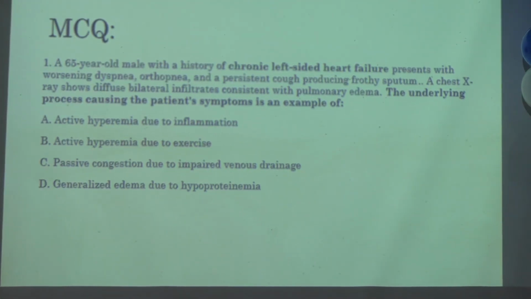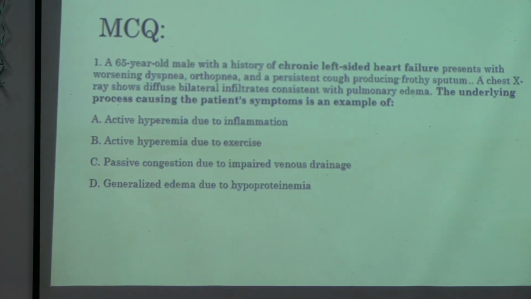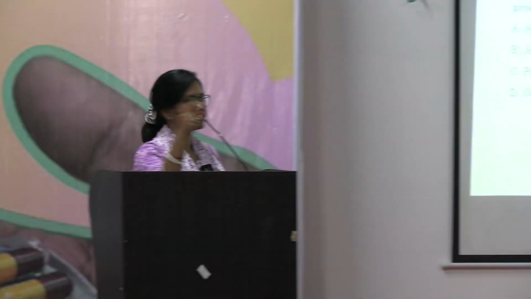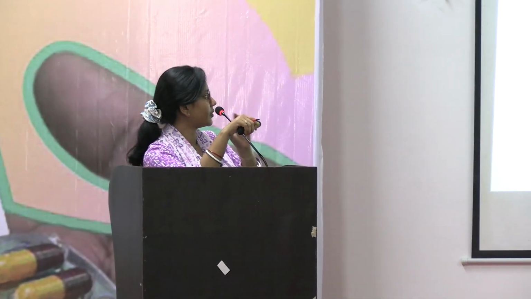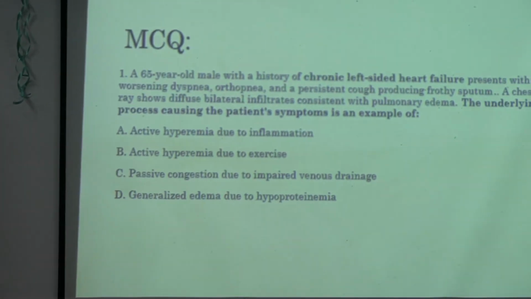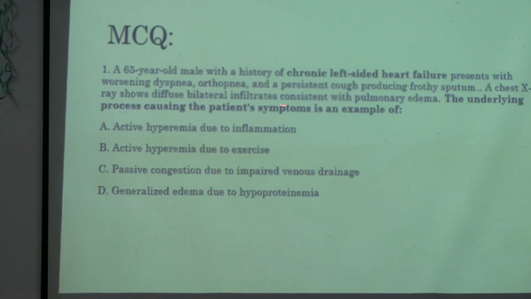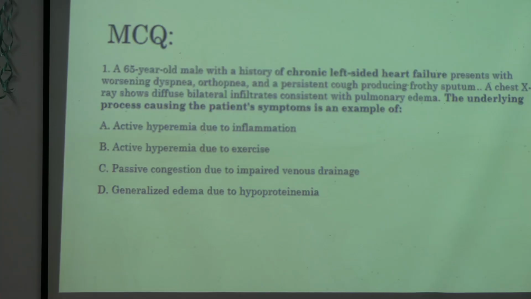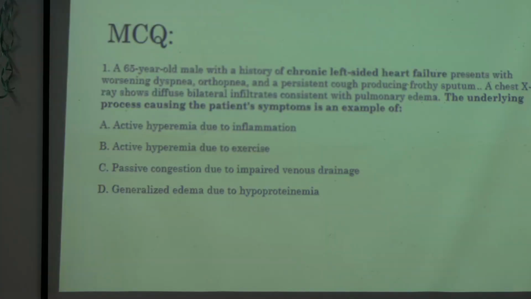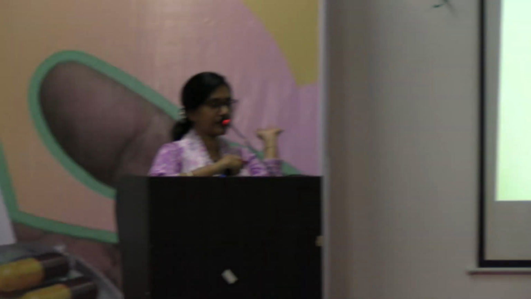Now we'll move on to the MCQs. Okay, so from here, last bench. A 65-year-old male with a history of chronic left-sided heart failure presents with worsening dyspnea, and chest X-ray shows diffuse bilateral infiltrates with pulmonary edema. What is the underlying process? So here we have to think via hyperemia and congestion.